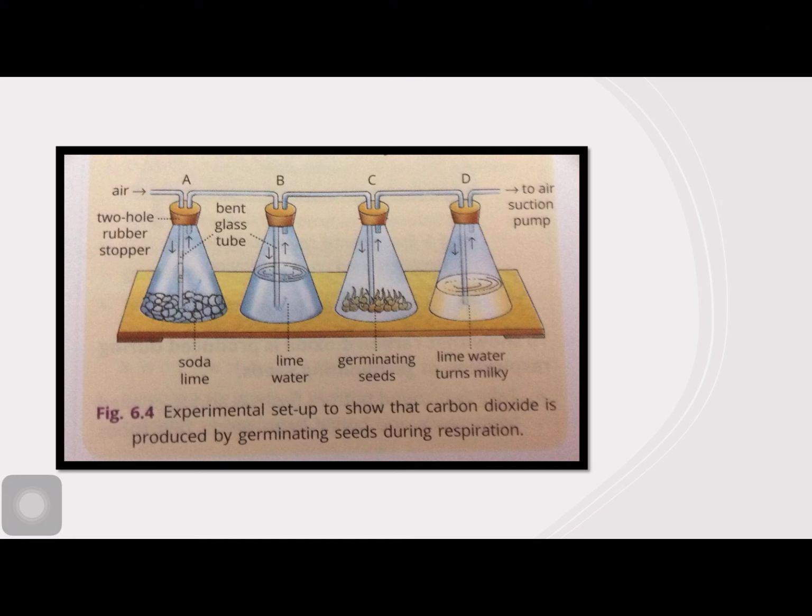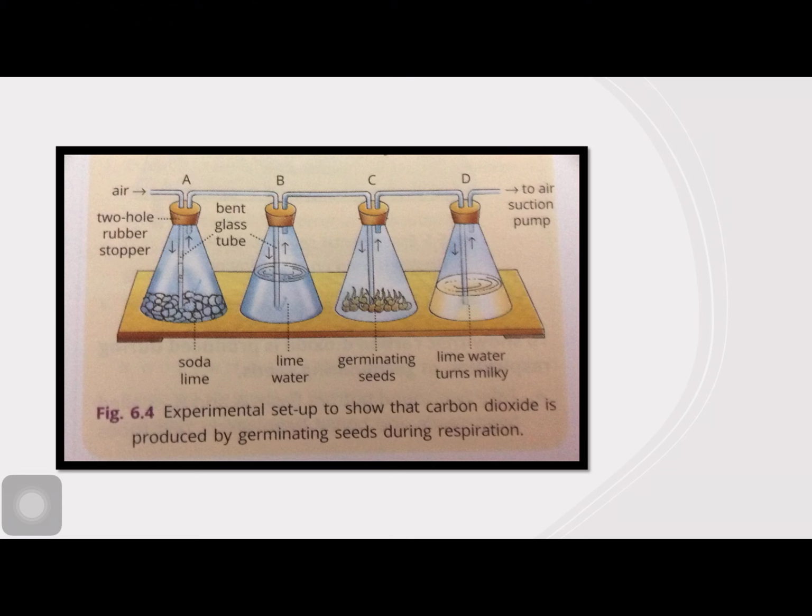But as soon as it is going to the C germinating seeds bottle, then what is happening? Carbon dioxide is produced by the germinating seeds, and when this passes through flask D, the conical flask, it turns the lime water milky. So what is the inference? The inference is that this experimental setup will show that carbon dioxide is produced by the germinating seeds.